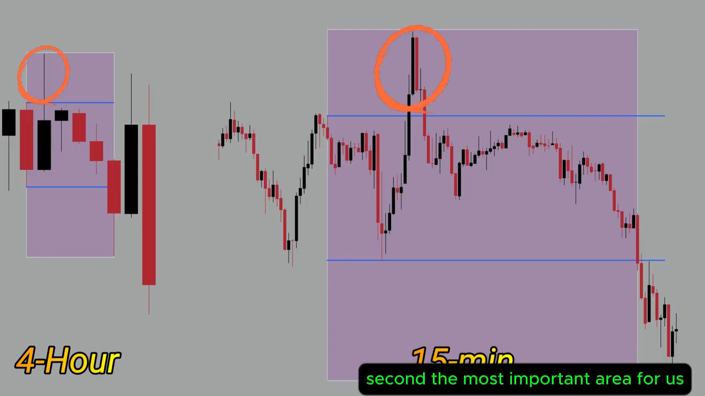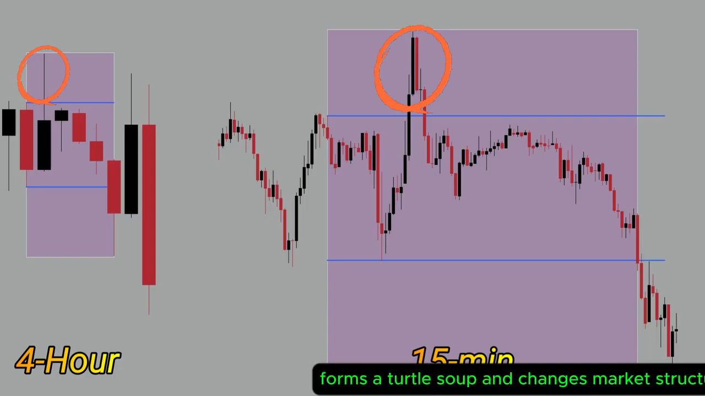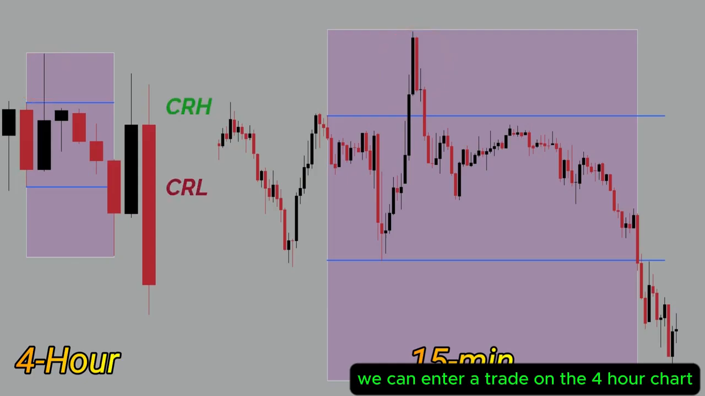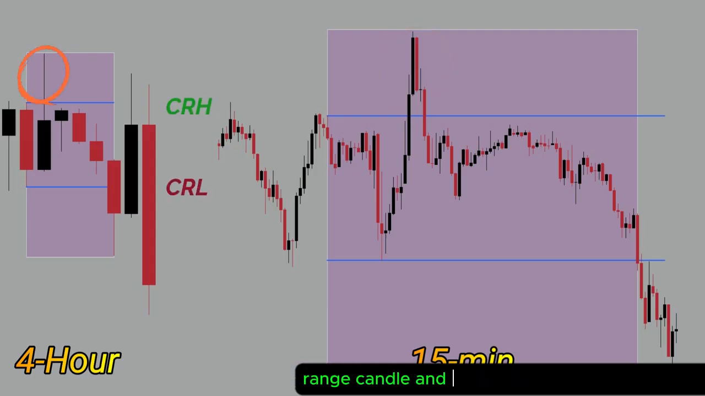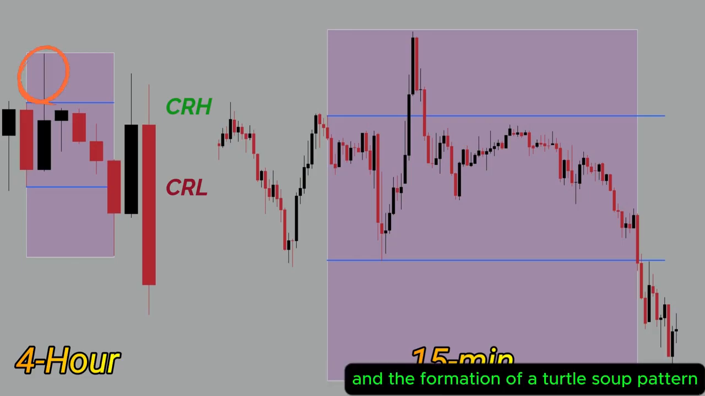Second, the most important area for us is the manipulation phase, which sweeps liquidity, forms a turtle soup, and changes market structure, after which the price returns to the order block or fair value gap. We can enter a trade on the 4-hour chart range candle and the following candle, due to its wick causing manipulation and the formation of a turtle soup pattern.